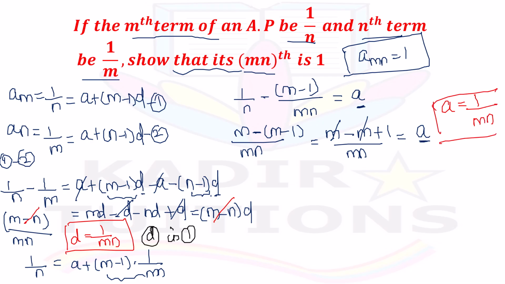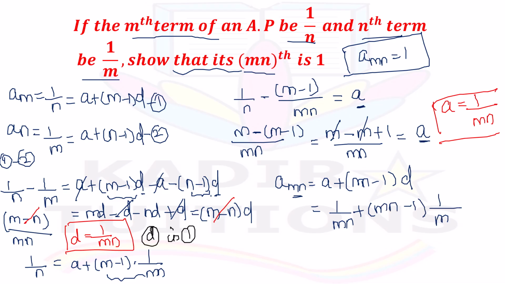So we got the a value and the d value also. Now we are going to find what a_mn is. First we will write the formula for a_mn. As we know the AP formula, it's nothing but a plus, instead of n we have mn, so you need to write it as mn minus 1 into d. And now we are going to substitute the value of a over here. What is the value of a? It's 1 by mn, plus mn minus 1, and the d value is also 1 by mn.